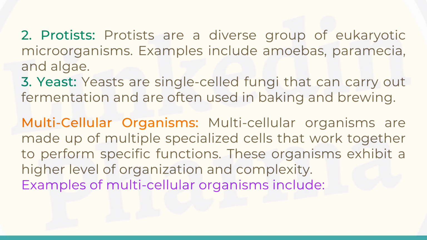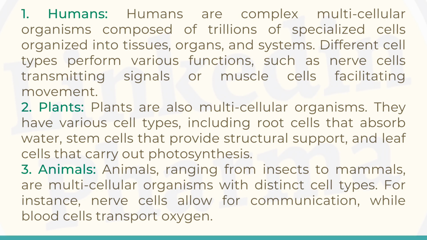Multicellular organisms. Multicellular organisms are made up of multiple specialized cells that work together to perform specific functions. These organisms exhibit a higher level of organization and complexity. Examples of multicellular organisms include 1. Humans. Humans are complex multicellular organisms composed of trillions of specialized cells organized into tissues, organs, and systems. Different cell types perform various functions, such as nerve cells transmitting signals or muscle cells facilitating movement.